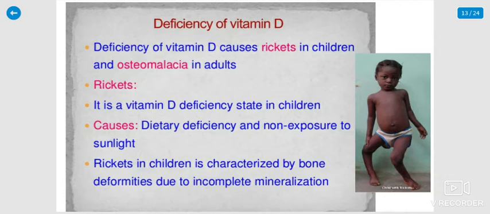Number 1, in modern culture and civilization, so many people do not wake up in the early morning. So in adulthood also there is vitamin D deficiency. Rickets in children is characterized by bone deformities due to incomplete mineralization.